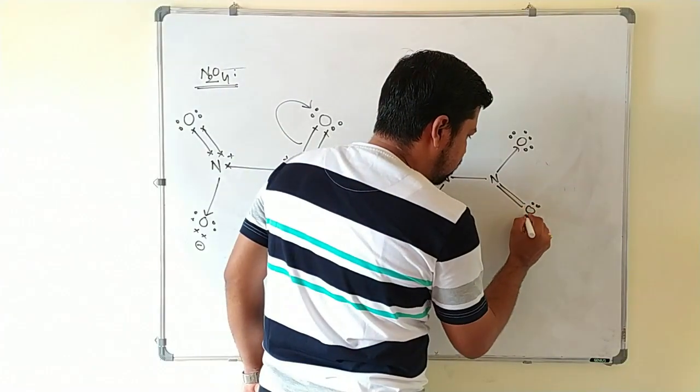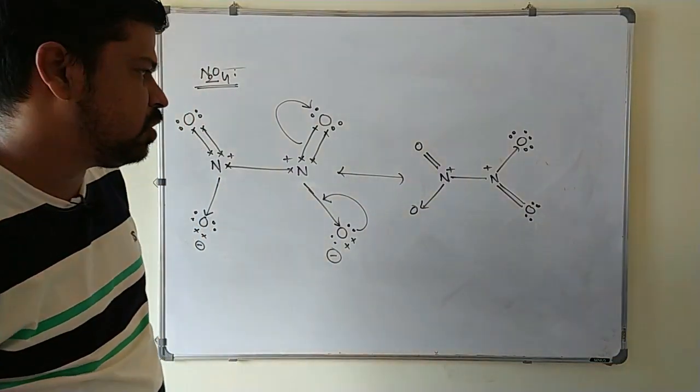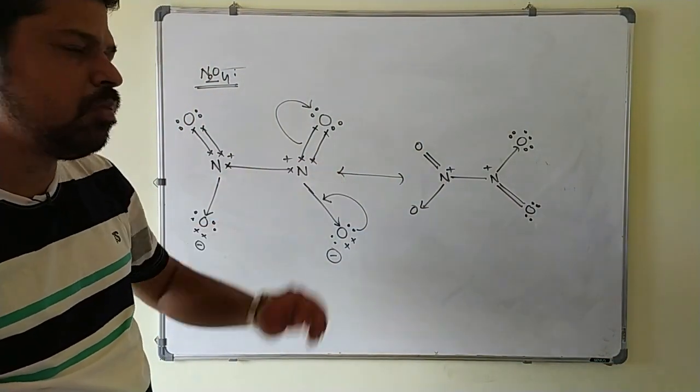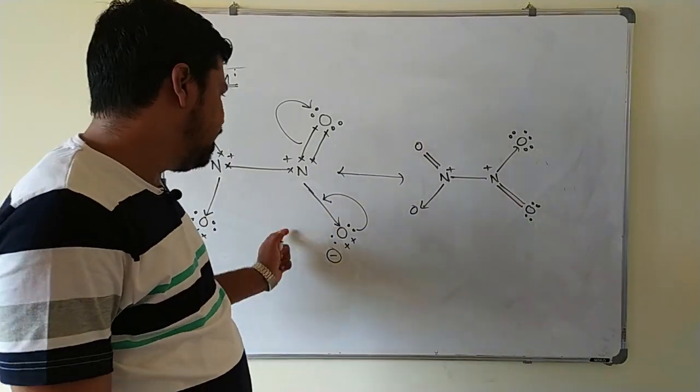Okay, 4 electrons. This also has formal charge positive and this also what? Formal charge positive on the nitrogen. So here also the maximum covalency of nitrogen is 4 only. This is the structure of N2O4.